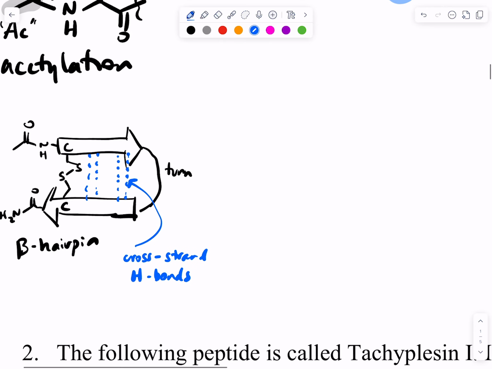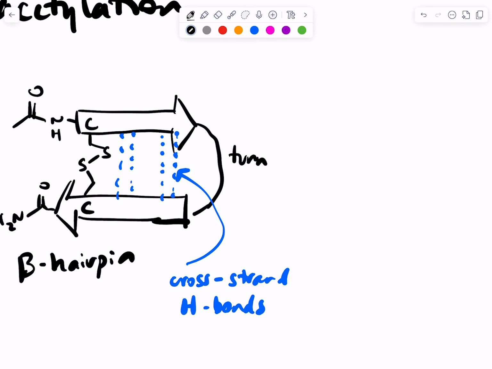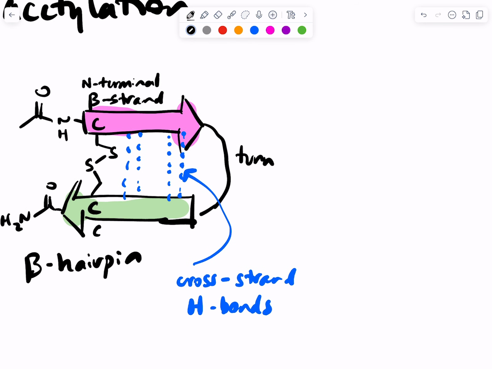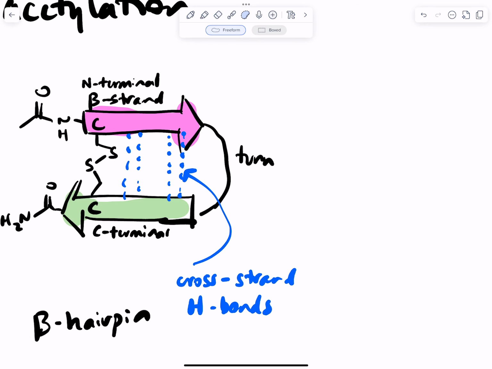Okay, so just to be absolutely clear, this portion in pink represents what I'm going to call the N-terminal beta strand. This portion in green, we'll call the C-terminal beta strand. And then the segment in between them we'll just call a beta turn.